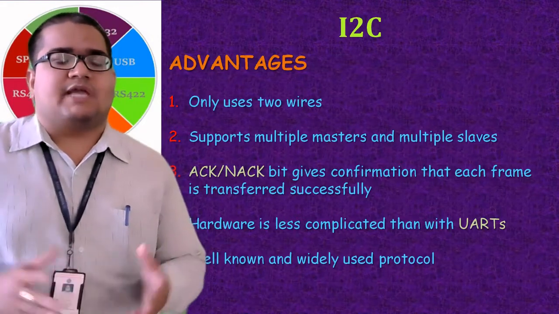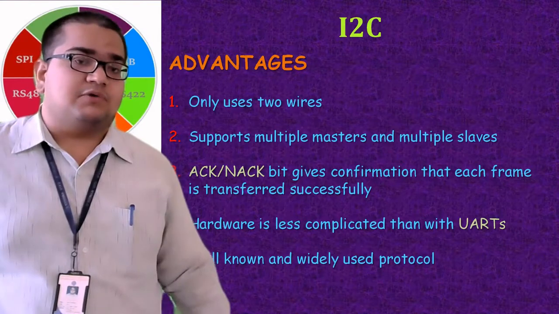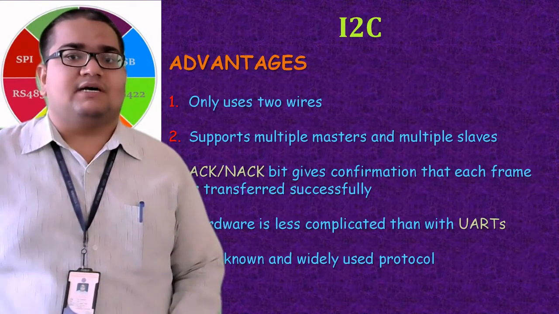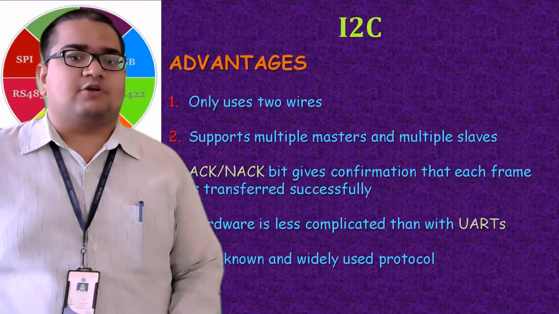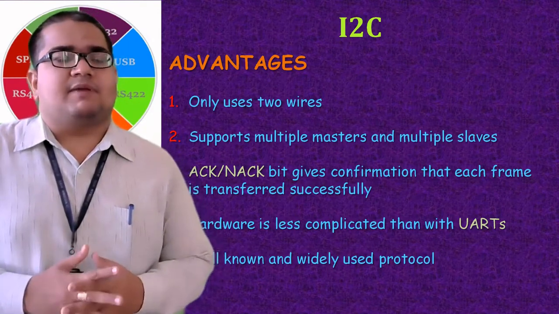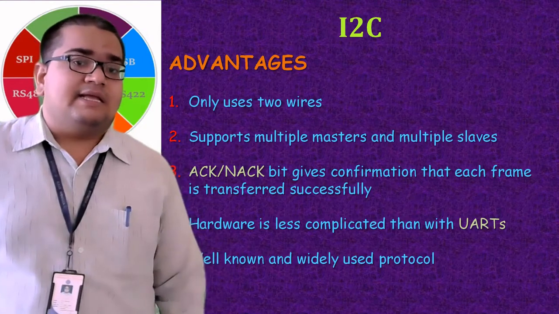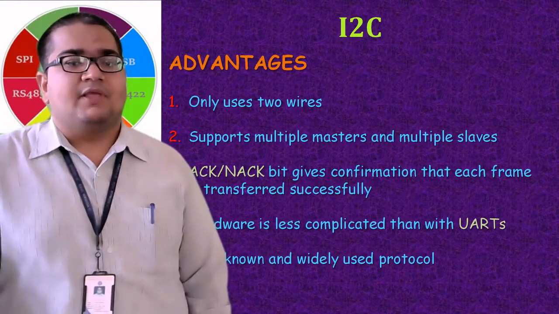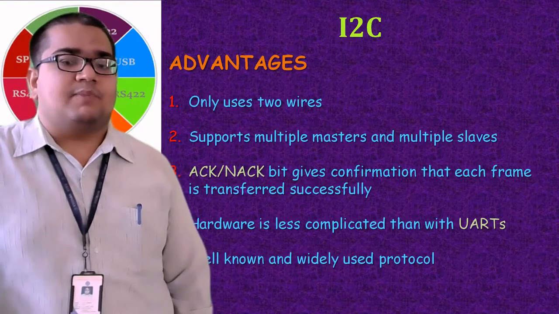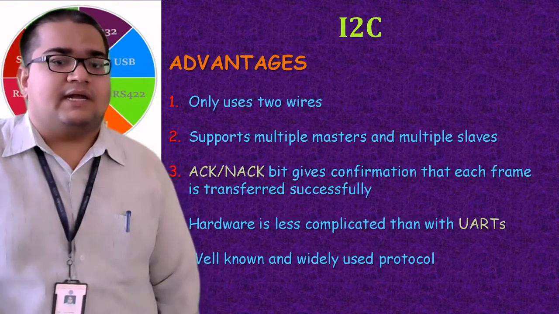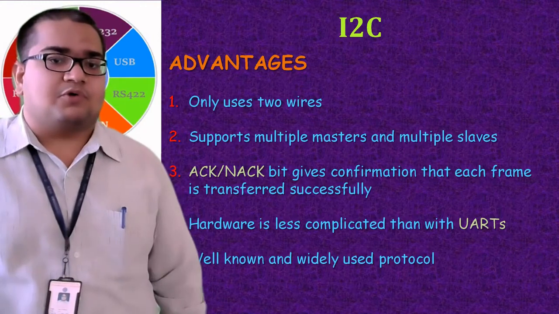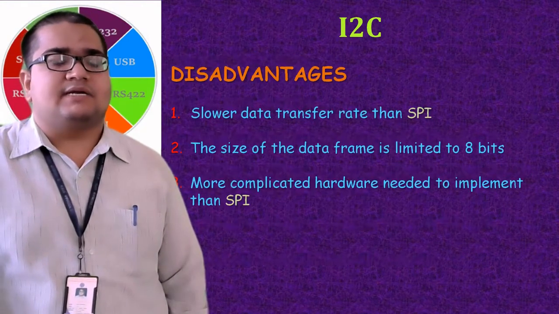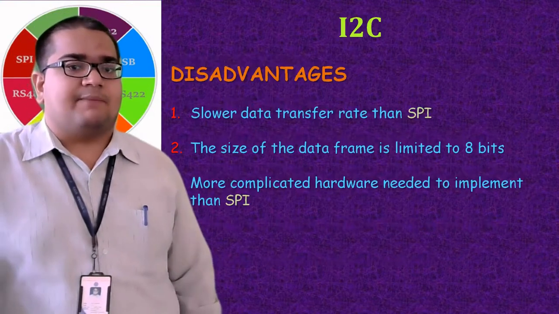The advantages of I2C can be easily seen here. It only uses two wires, which is not the case in SPI. We will check it out here just as we start the SPI topic. It supports the multiple master and multiple slave type of arrangement. The acknowledgement bit gives the confirmation whether each frame has been transferred successfully or not. Hardware is much less complicated compared to UART, and it's a well known and widely used protocol. A few disadvantages are listed here: slower data transfer rates when compared to SPI.